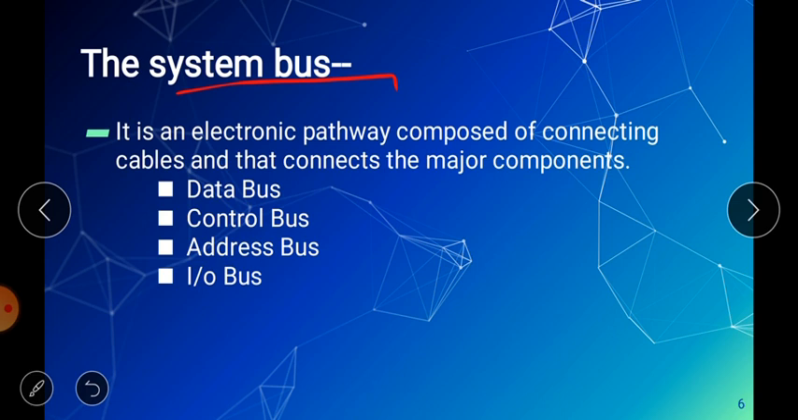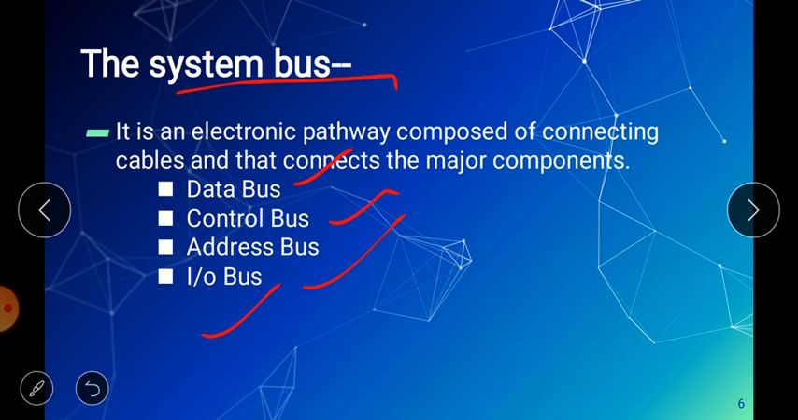According to their work, it can be further divided into four parts. The first one is the data bus, the second is the control bus, then the address bus, and the IO bus. As the name implies, the work is also implied. The data bus is used to take data from one place to another inside the computer. When we send any data with the help of an input device, the data goes through the data bus to the memory.